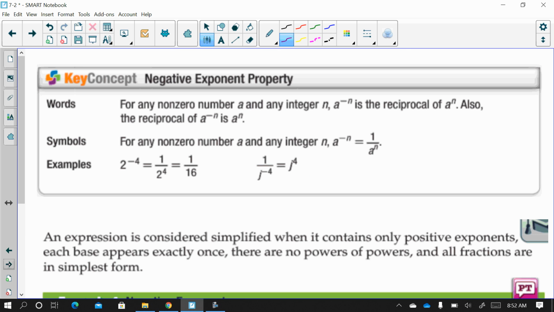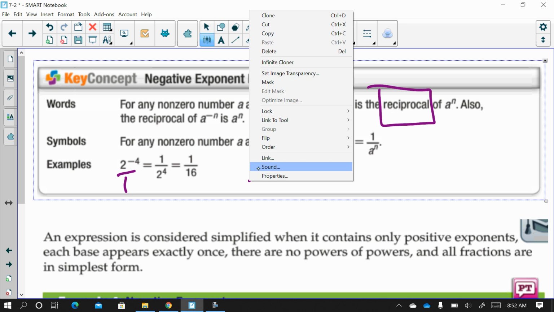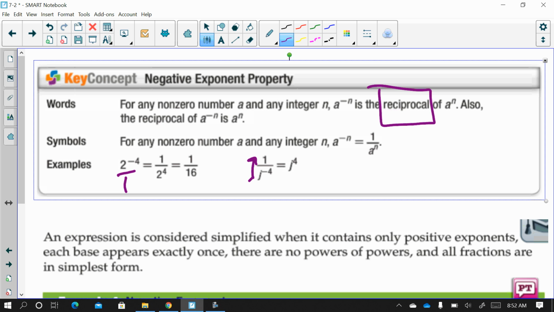So our rule for negative exponents. Any non-zero base with a negative exponent is what we call the reciprocal. The way I look at this, negative exponents are reciprocals. When we move the negative exponent across the fraction bar, it will become positive. We can either move it from the top to the bottom or from the bottom to the top. An example: 2 to the negative 4, we move it across the fraction bar, drop it down to the bottom, and it becomes 2 to the positive 4th. Another example: j to the negative 4 over 1, move it up, and it becomes positive j to the 4th. Those are the trickier ones.